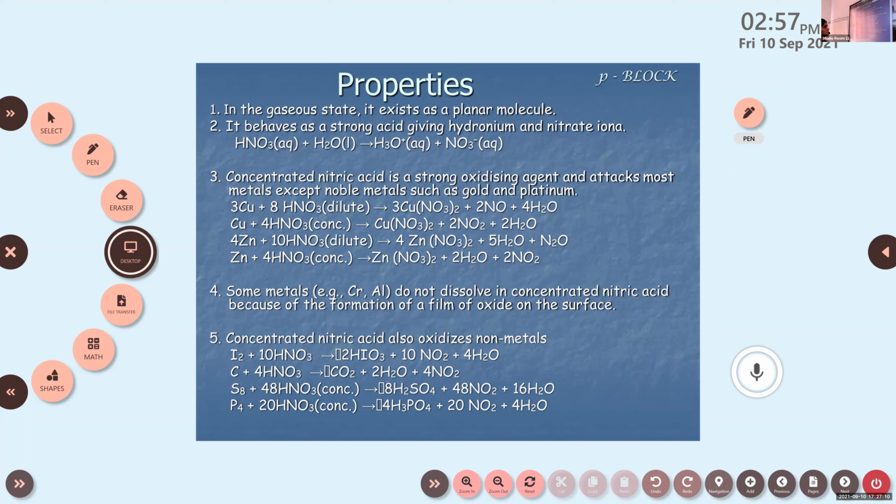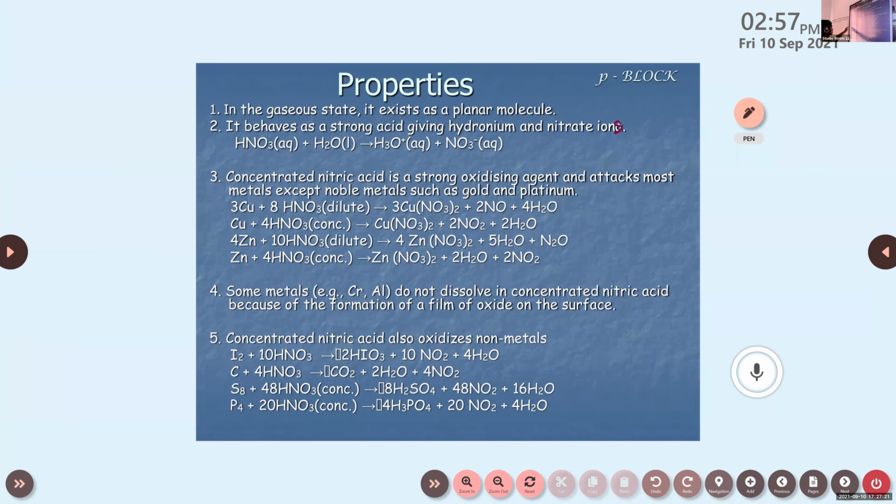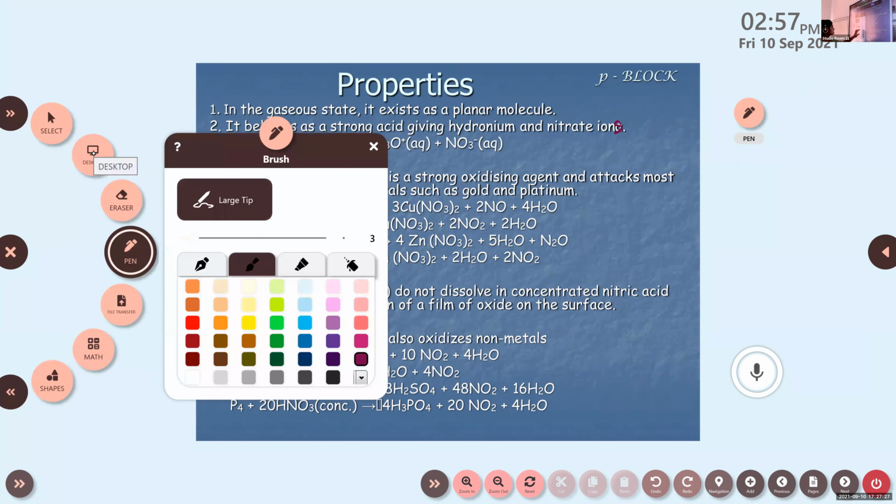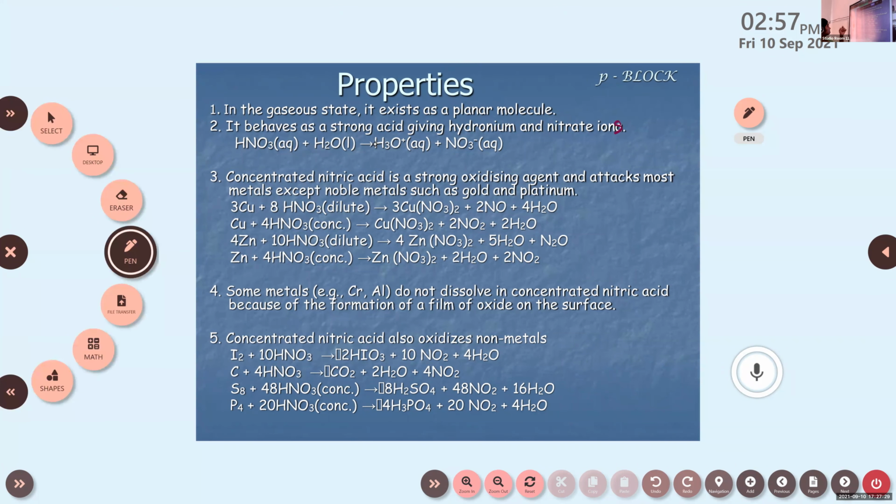In the gaseous state, it exists as a planar molecule. Then it behaves as a strong acid giving hydronium and nitrate ions. This is a chemical reaction between nitric acid and water. HNO3 plus H2O will give a hydronium ion, that is H3O plus, and the nitrate ion. So that's the reaction that takes place between nitric acid and water.